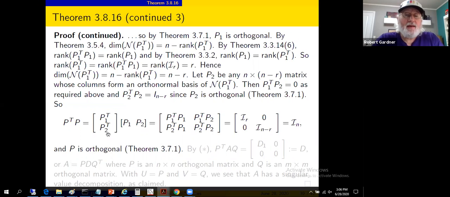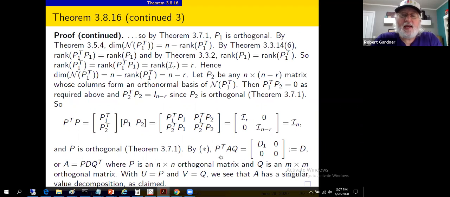So if we take P transpose times P, we're getting the big matrices out now. We had P expressed as this partition matrix, so P transpose will be this partition matrix. Do the multiplication the way you multiply partition matrices, and we'll get this. P1 transpose P1 was an R by R identity matrix, from the last computation on the previous slide. P2 transpose times P2 is an N minus R by N minus R identity matrix. So that's an identity matrix. That is, P transpose times P is the appropriate sized identity matrix. So P is orthogonal. That is, P transpose equals P inverse, that theorem again.